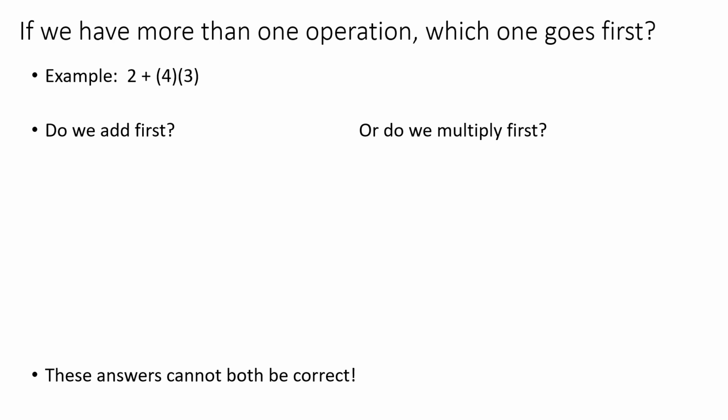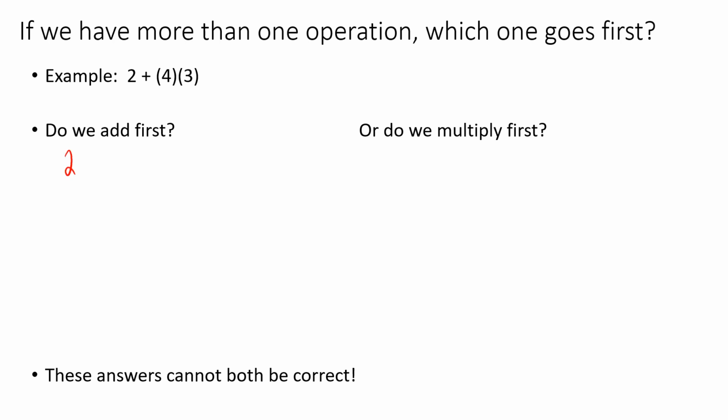So the question involved here is, if we have more than one operation, which one should go first? For example, we have 2 plus 4 times 3. So we have adding and we have multiplying. And you might be tempted to say, well, going from left to right, I see adding first, and so maybe I should add first. So let's take a look at how that would work out.